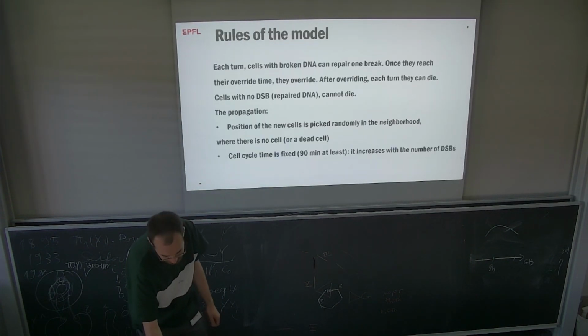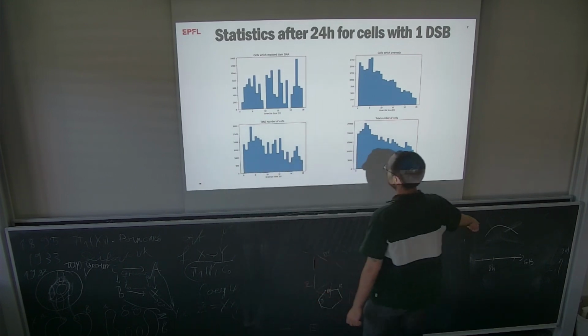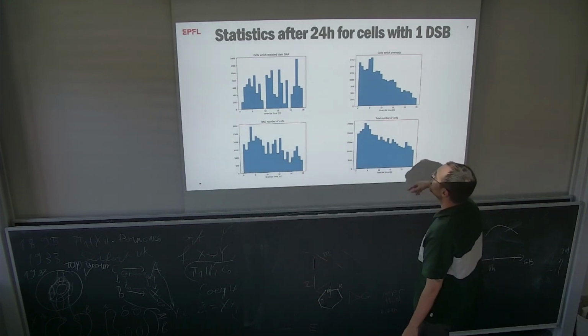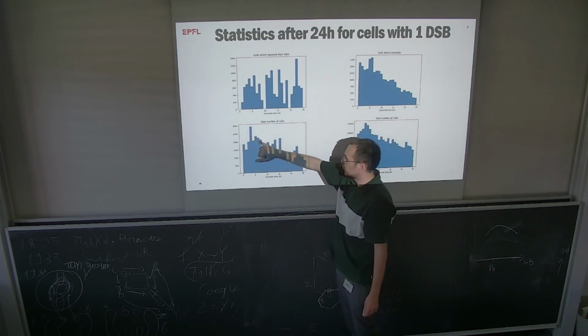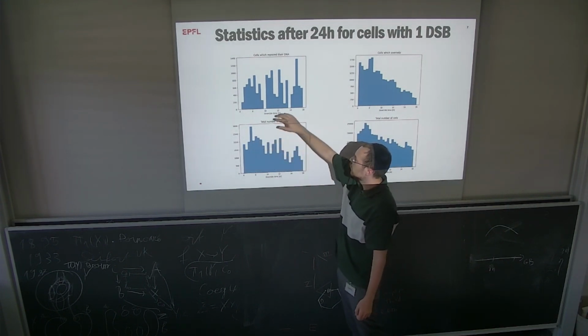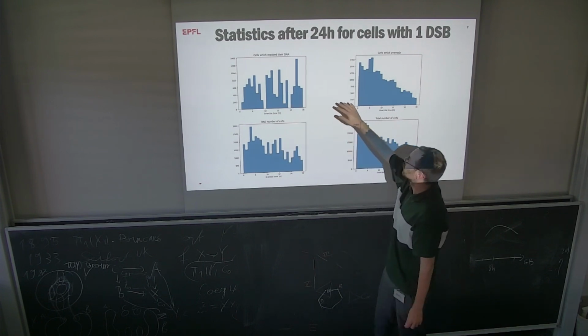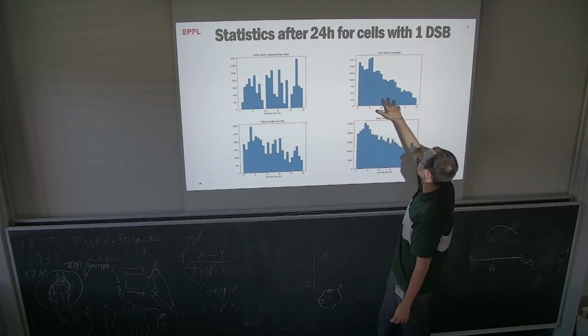And I checked the same plot I was drawing here. So that's after 24 hours. And the really interesting one is this one, where you see that there's some kind of a peak around 8. That's the overall. That's only the ones that override that are repairing, and that's only the ones that are overriding.